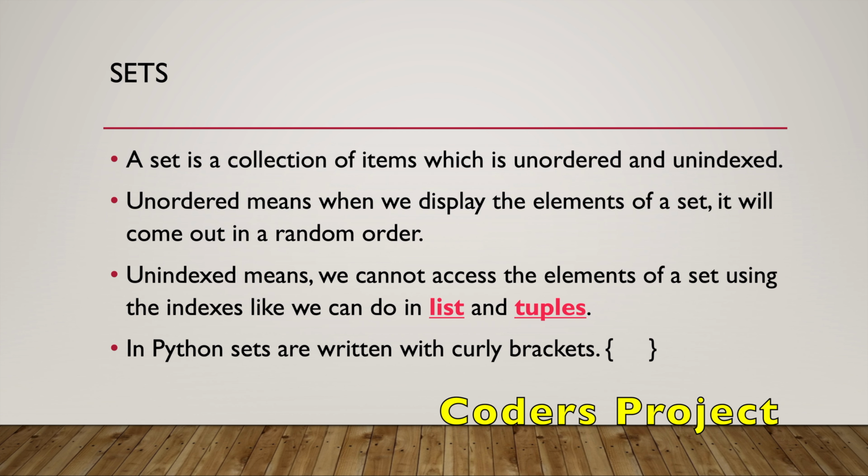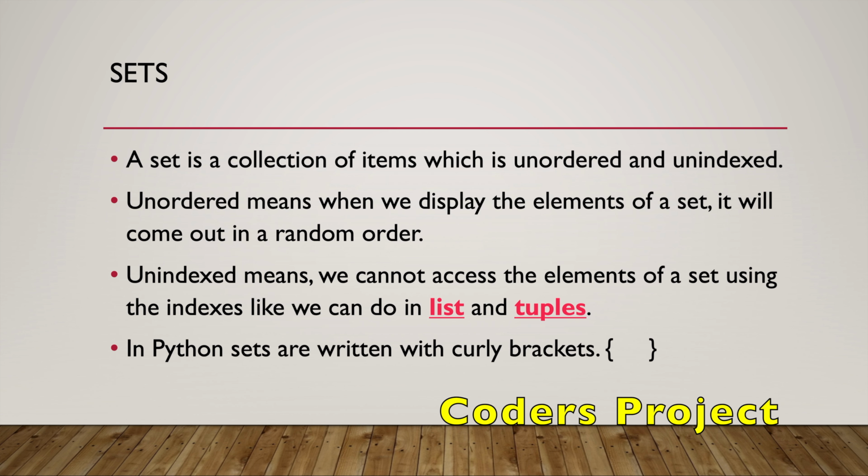Now once a set is created, you cannot change its items, but you can add new items. To add new items, we are going to be using the add function. So your set name dot add, and in the brackets specify the item. I'll keep it as gold. Now I'm going to be printing the set. So as you can see, gold has been added.